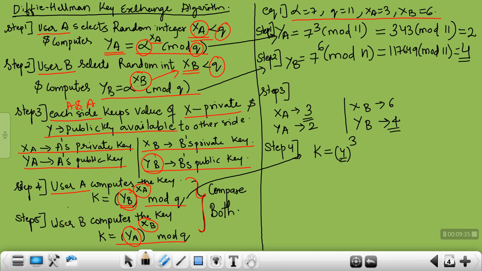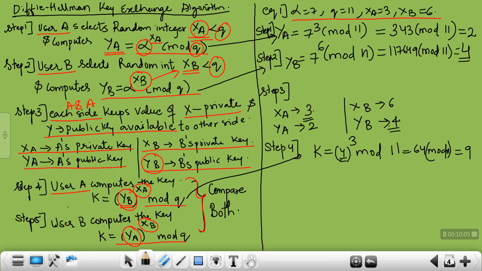So YB is the public key of B, and XA is the private key of A. 4 raised to 3 mod of Q, and mod of Q is taken as 11. So when we solve 4 raised to 3, we get 64 mod of 11. So what is 64 mod of 11? When we calculate, we get the answer as 9.